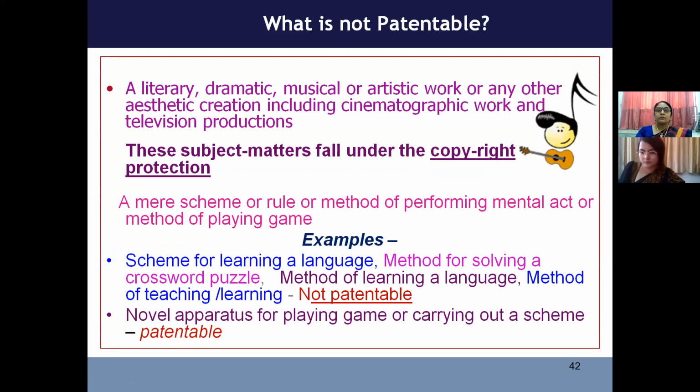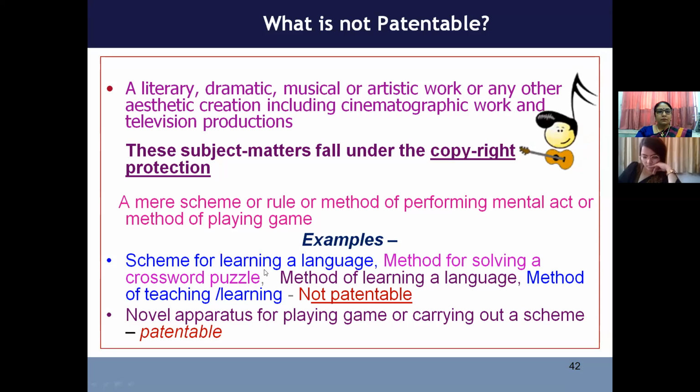Literary, dramatic, or musical or artistic works or any other aesthetic creations, including cinematographic works, television products, are again not patentable because these are the subject matters of copyrights. So for all these kinds of work, you need to get a copyright. So therefore, you will not get a patent. A mere scheme or rule or method of performing mental act or method of playing game is also not patentable. You might be coming across different schemes for learning language.